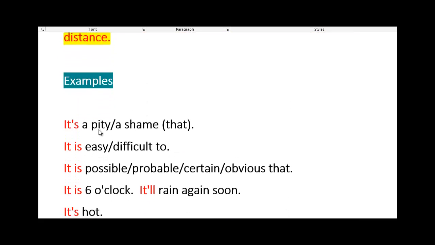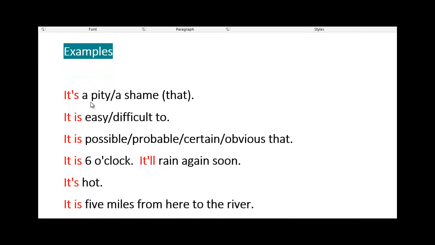Also, it is can be used for some expressions like it's a pity, or it's a shame you can't come with us on a holiday, or it's easy or it's difficult to describe something, for example an exam, it's easy or it's okay. It's possible, probable, certain, obvious, that, okay?